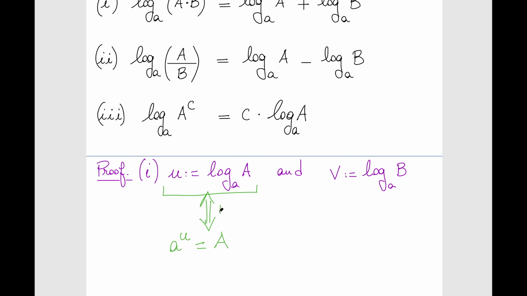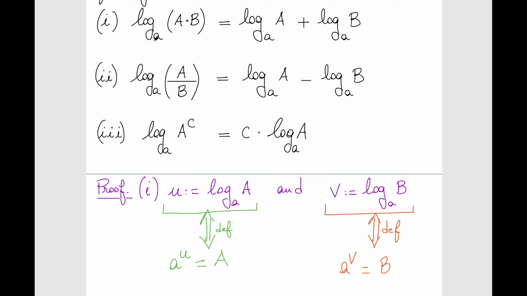Let me just put the emphasis here. This is just the definition. How about the next one? Well, the same thing applies. Also by definition, that's the same thing as saying a to power v is equal to B.